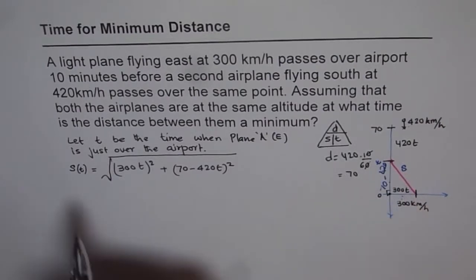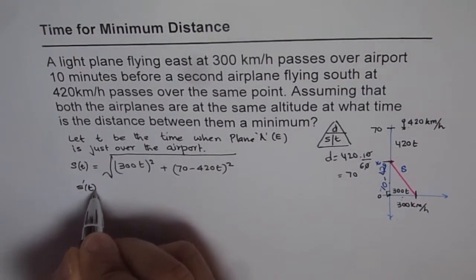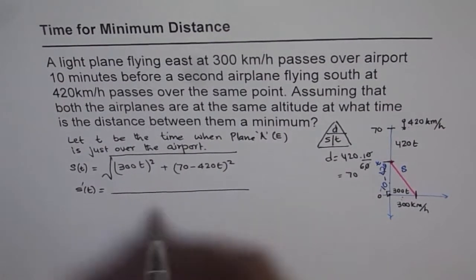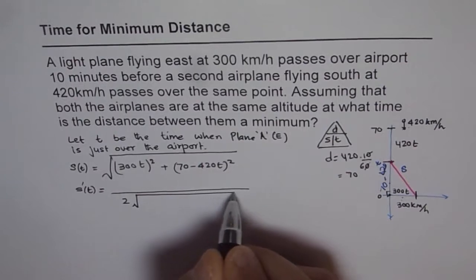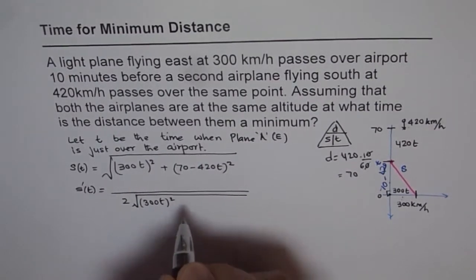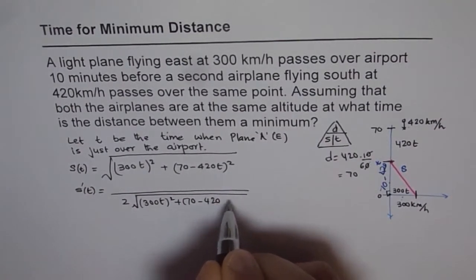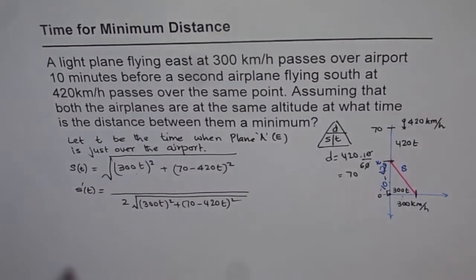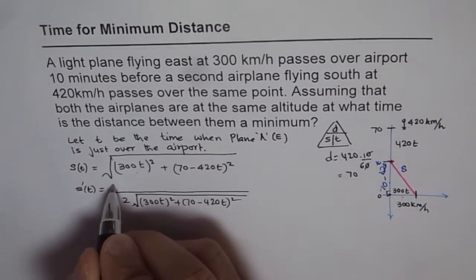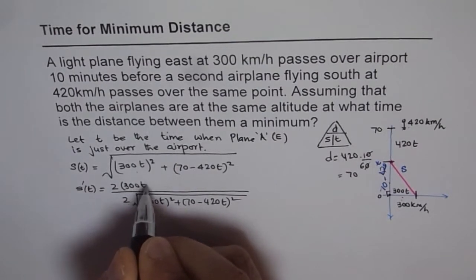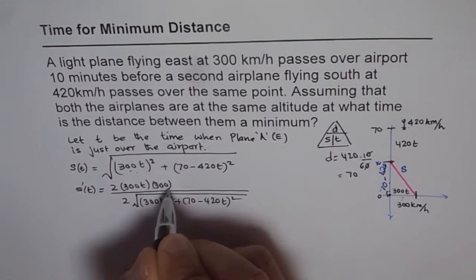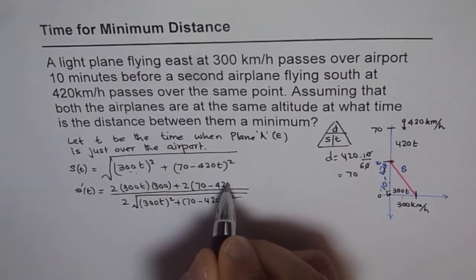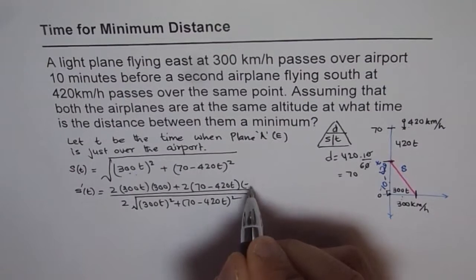To find the minimum distance, we should find the derivative of this. Therefore, the derivative of this is equal to, when you do the square root derivative, you get half of this, and that comes in the denominator. So let's write that first: 2 times the square root of all this, which is 300t whole square plus 70 minus 420t whole square, correct? And the numerator will be the derivative of the inside terms. The derivative of the first term will be 2 times 300t times the inside function, that means 300. And the derivative of this term will be plus 2 times 70 minus 420t times the inside function, which is minus 420, correct?